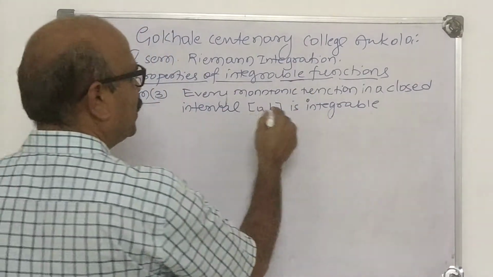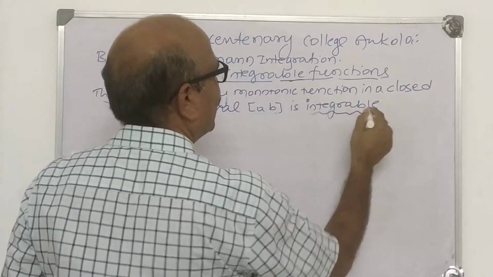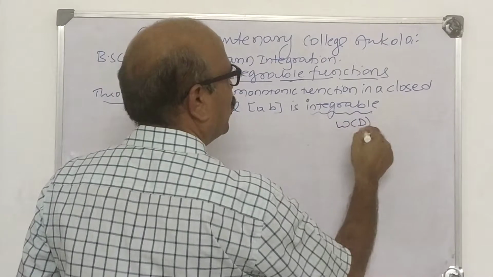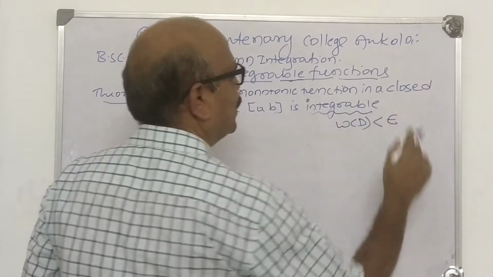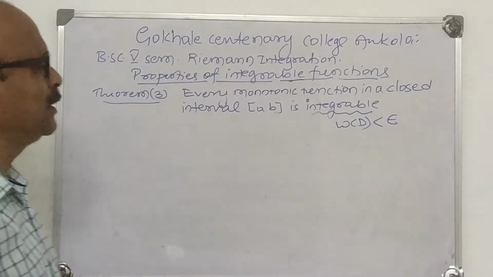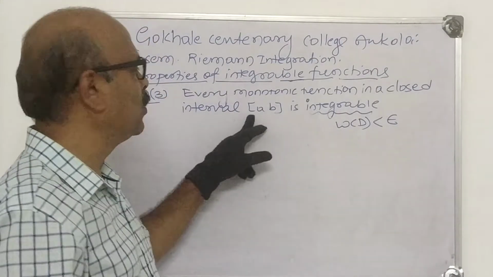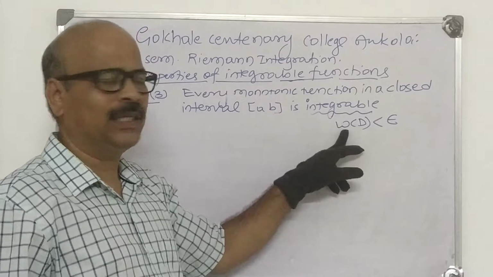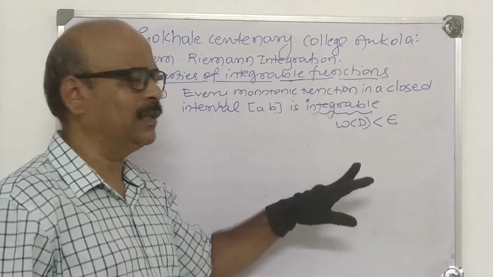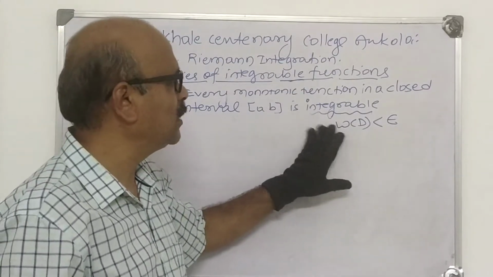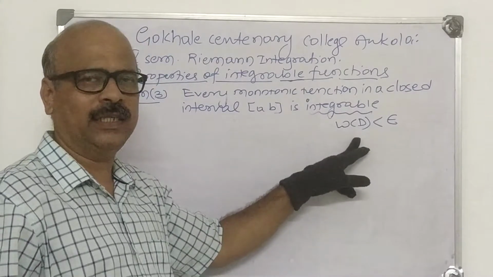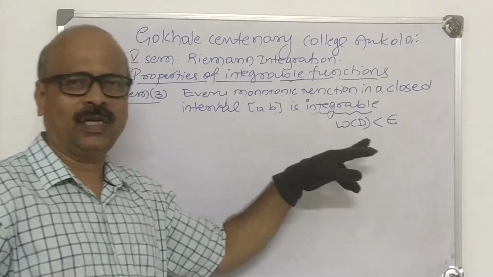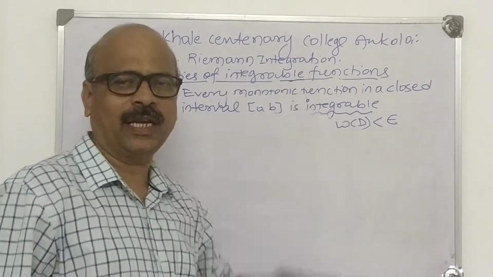Now, to prove that the function is integrable, what do you have to prove? We have to prove that there exists a division D of the closed interval AB so that the corresponding oscillatory sum is less than epsilon. Then by the necessary and sufficient condition, the function is integrable. You have studied one important theorem, the conditions of integrability. What is that?